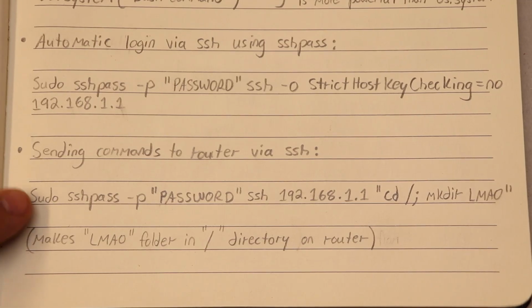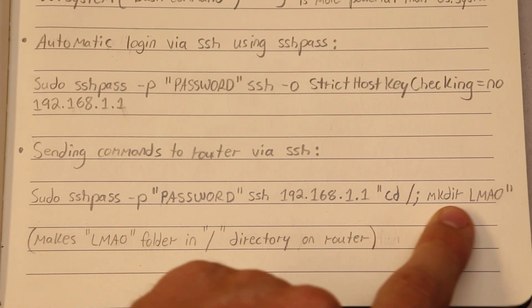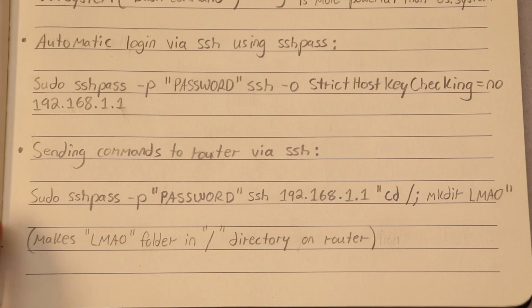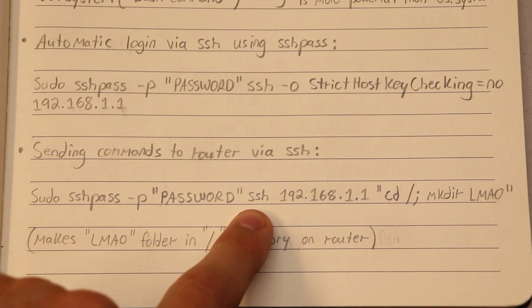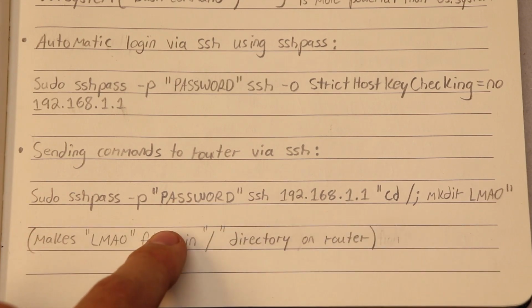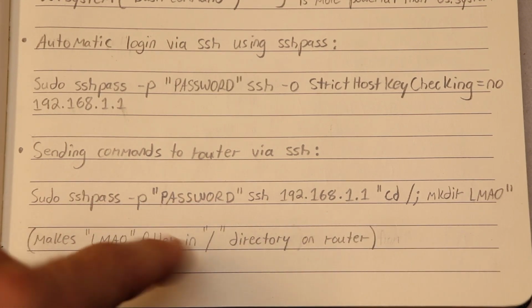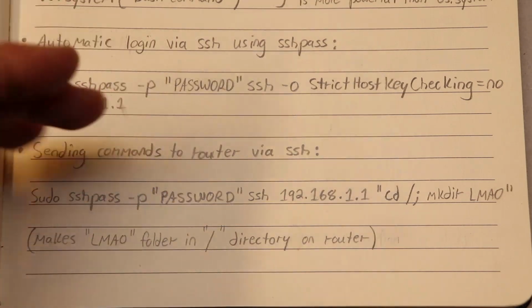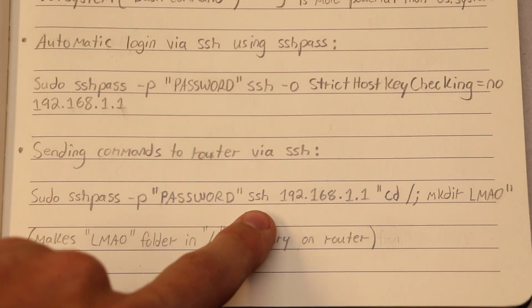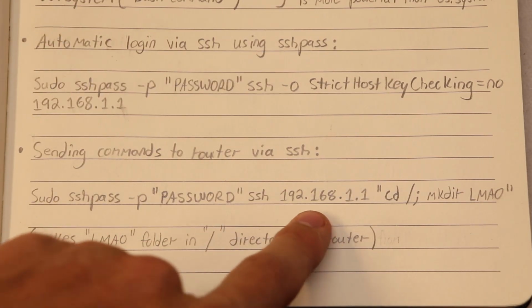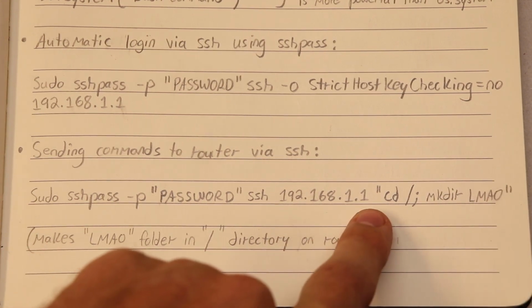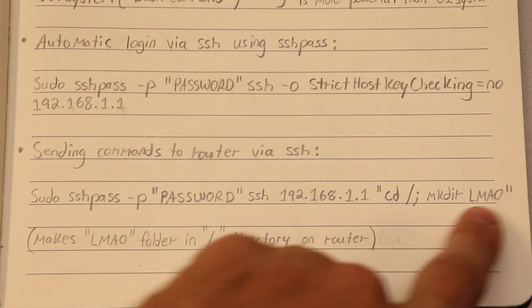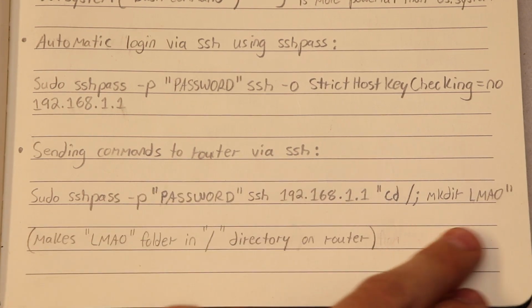So in the end, this is how it looks when you're sending a command over to the router, and you're just using SSH pass, you're using SSH, you're bypassing the password. Well, you're not bypassing it, but you're automatically giving the password when SSH asks for it. And then once you're in the shell, it makes sure to execute the commands that you put into the parentheses. And that's really all there is to it.